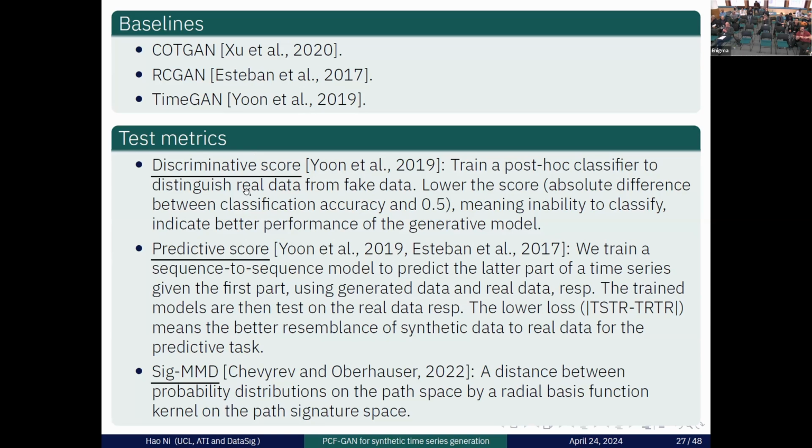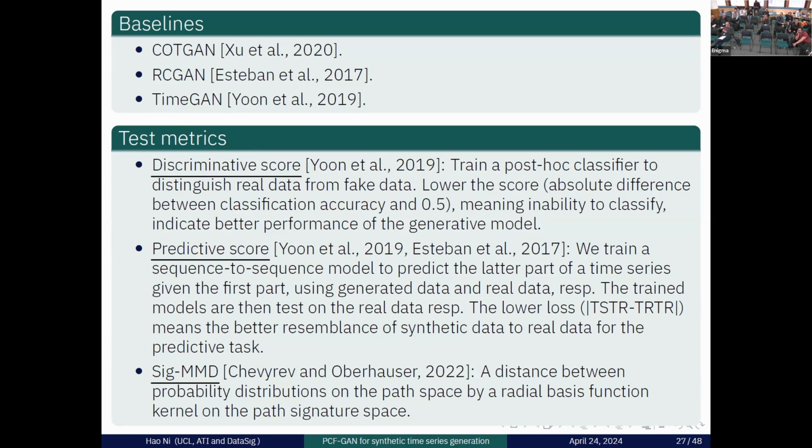That is a discriminator score. So we train a post-quality classifier to distinguish true and fake data. And the lower the accuracy of the classifier, the better the quality of the synthetic data generation. The second test metric is the predictive score.